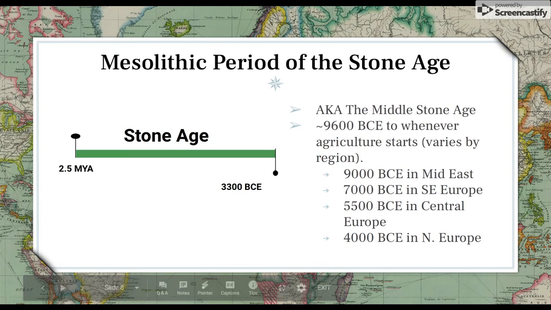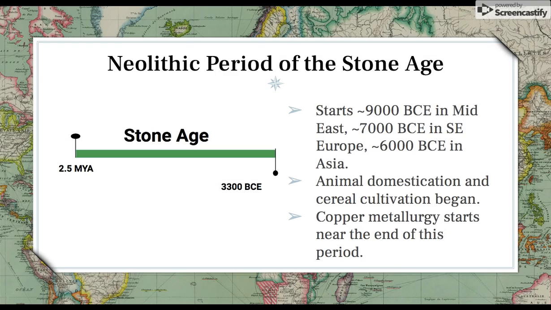So Britain, for example, wouldn't have barely been in this period of the Stone Age until maybe about 4000 BCE, is when they actually think that agriculture starts. And when we say agriculture, I'll be having you do a homework assignment that talks way more about this, but we mean people settling down to plant and grow their food.